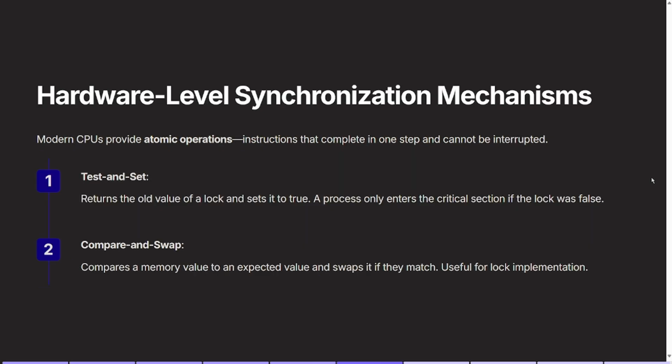Hardware level synchronization mechanism. Modern CPUs provide atomic operation instructions that complete in one step and cannot be interrupted. There are 2 points. Test and set returns the old value of the lock and sets it to true. A process only enters the critical section if the lock was false. Compare and swap compares a memory value to an expected value and swaps if they match. Useful for lock implementation.